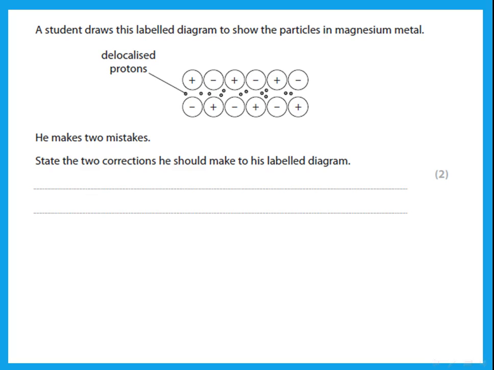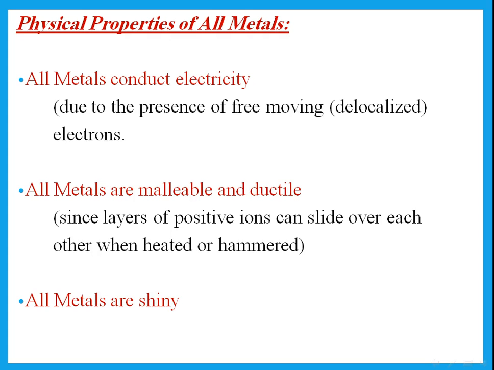Of magnesium metal. Now, metals, we just said, are what? They are regular rows of positive ions, not positive and negative, positive, negative, positive, negative. And then they're surrounded by a sea of delocalized what? Delocalized electrons. So the 2 mistakes in this diagram is that, first of all, the ions should be positive, not positive and negative, and it is surrounded by delocalized electrons, not protons.